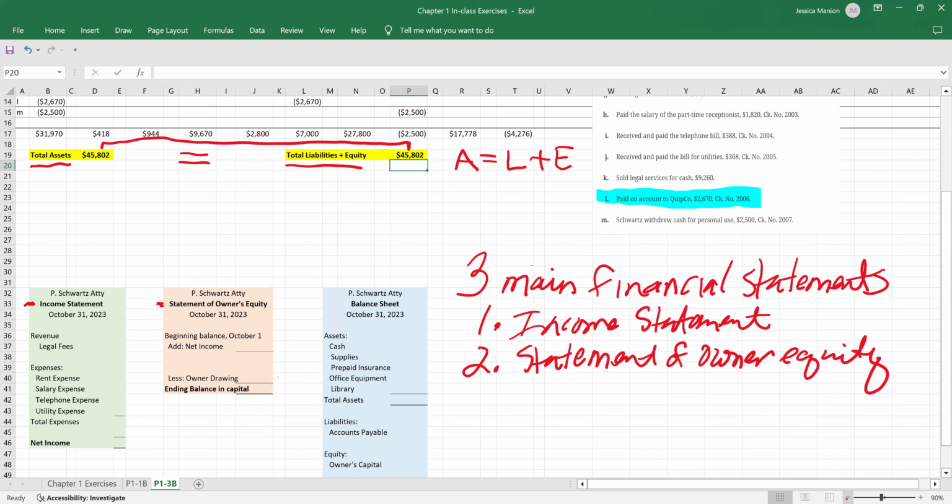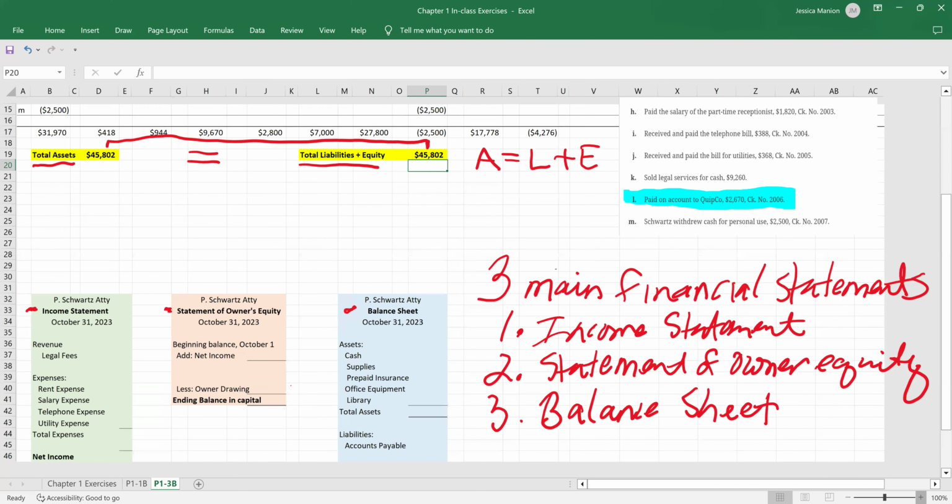And then the third one here is our balance sheet. So these are the 3 main financial statements that we're going to be learning together in this class. And for each one of these, we get this information from this framework that we've been filling out, right? Okay, so let me zoom back in here a little bit and scroll back up.